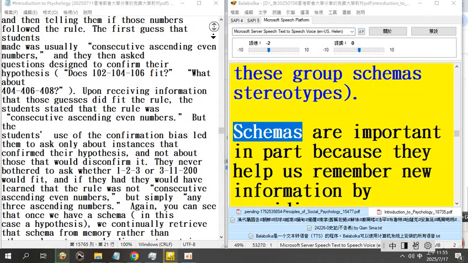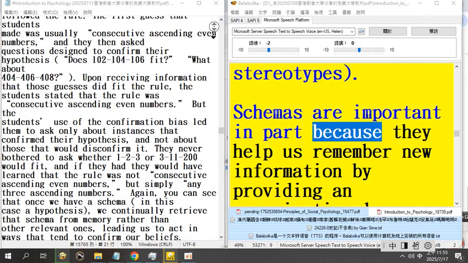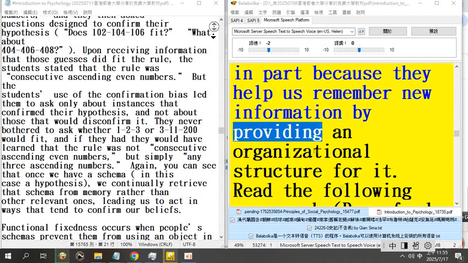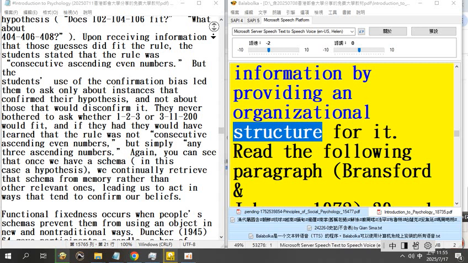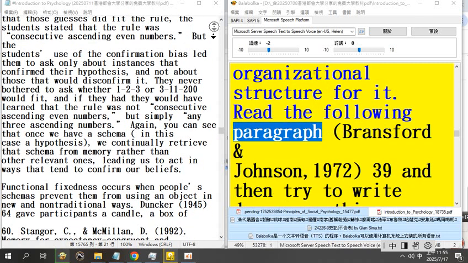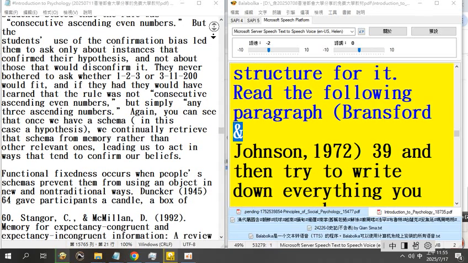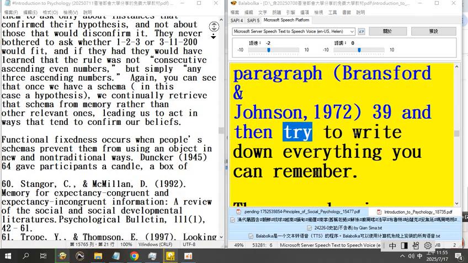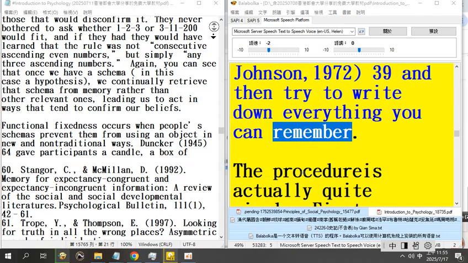Schemas are important in part because they help us remember new information by providing an organizational structure for it. Read the following paragraph (Bransford and Johnson, 1972), and then try to write down everything you can remember.